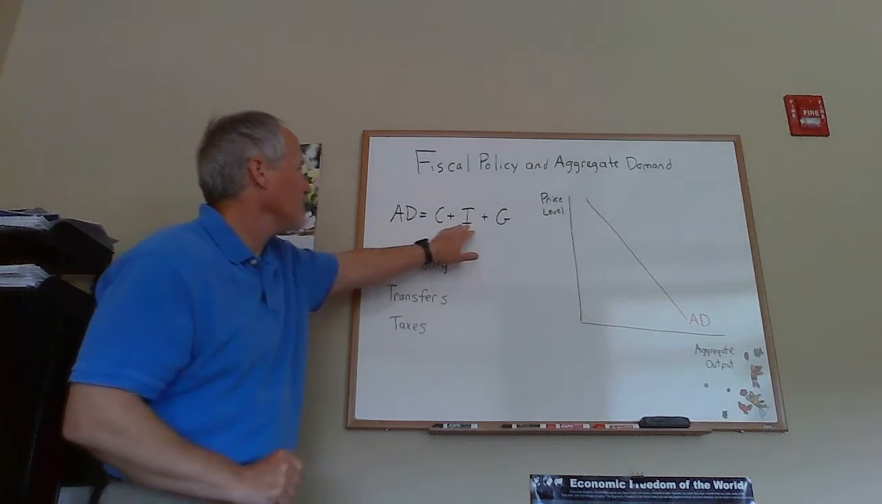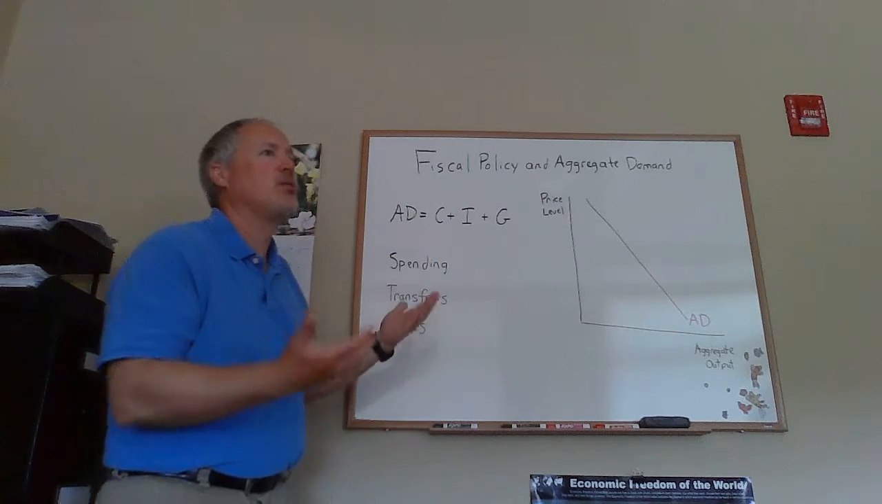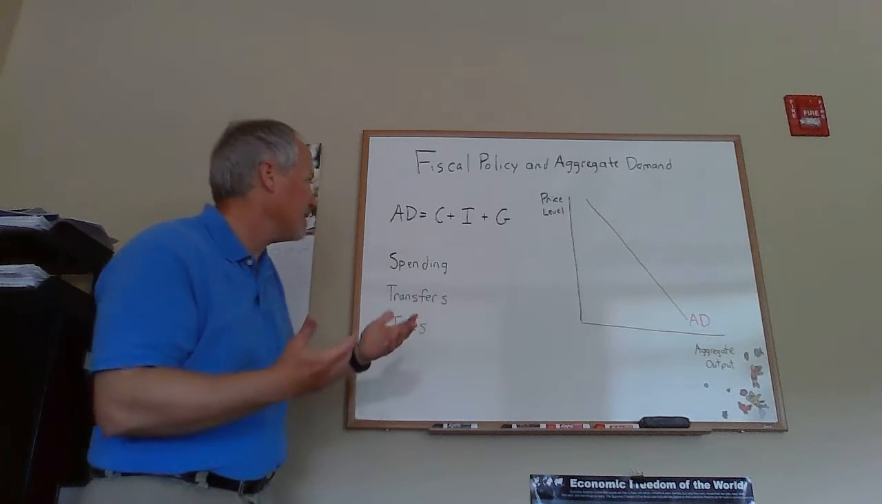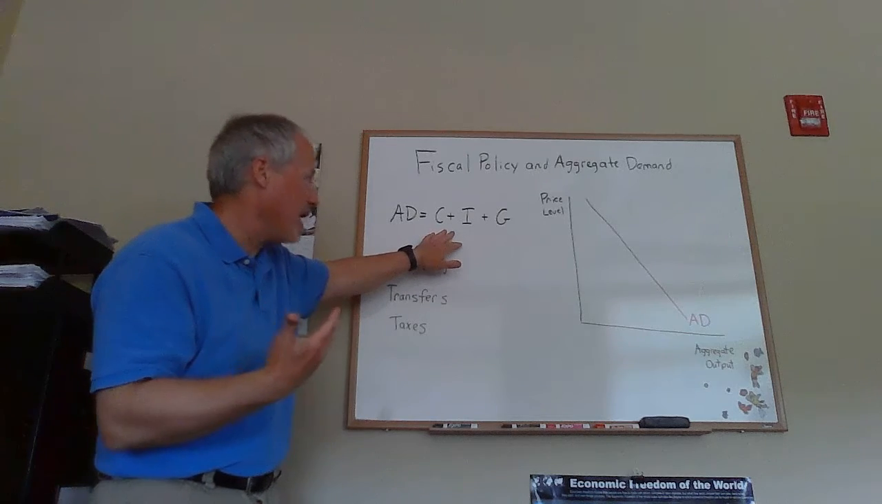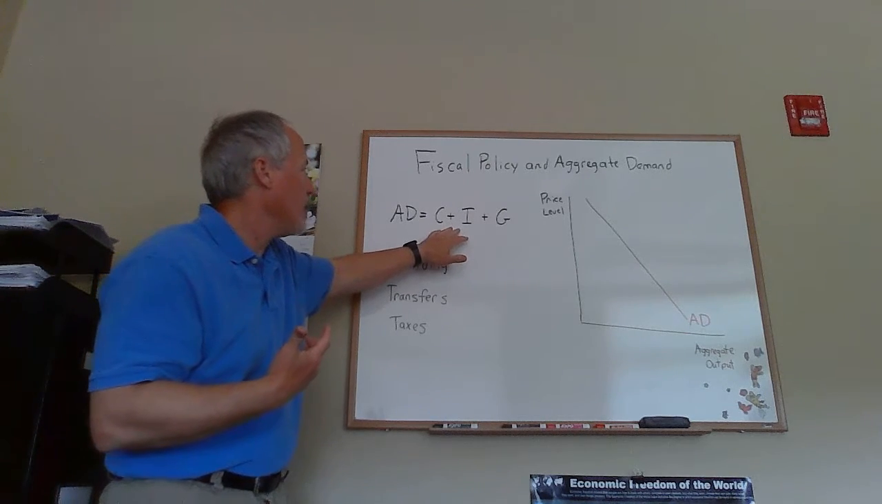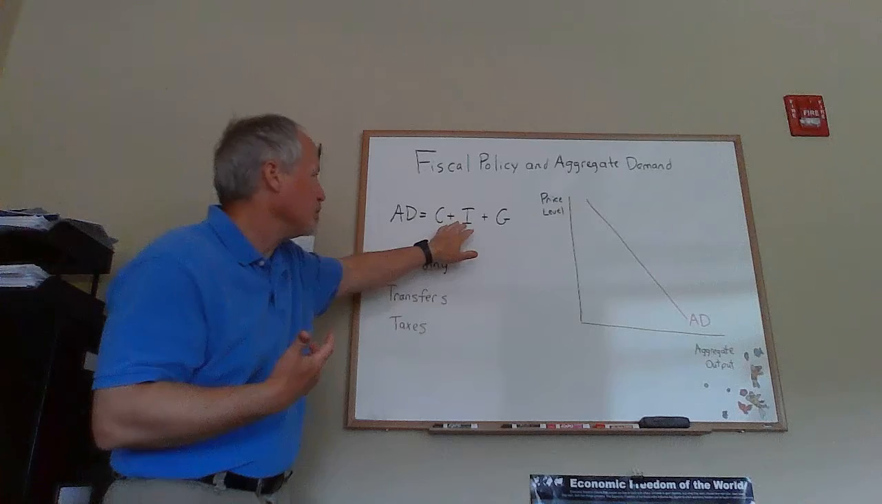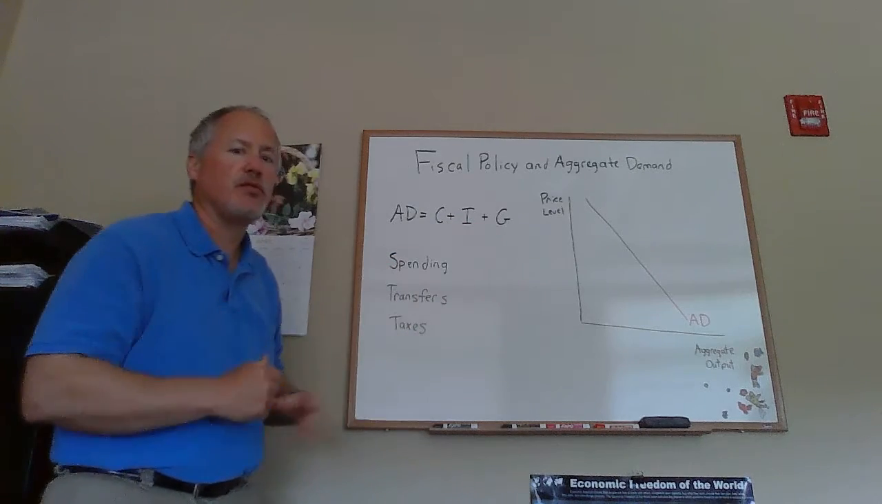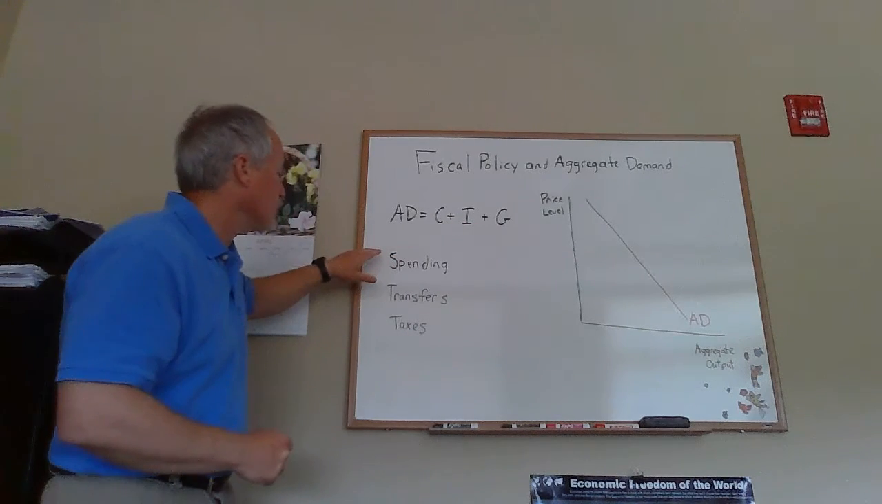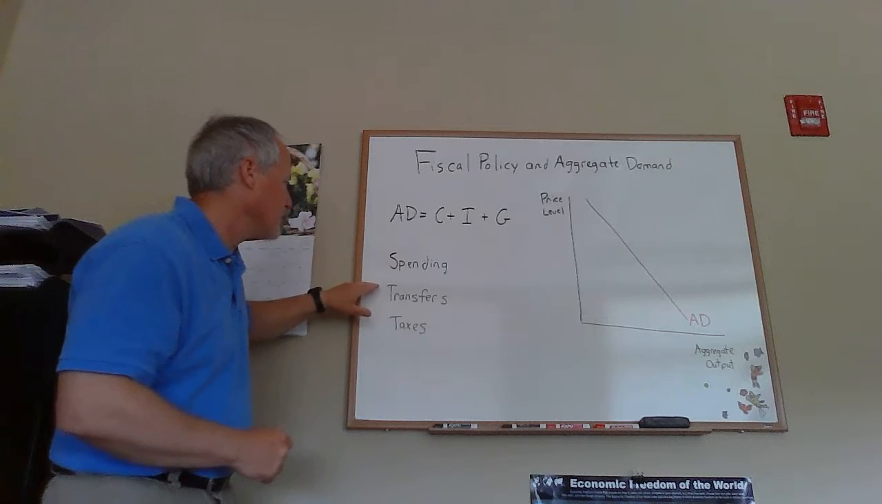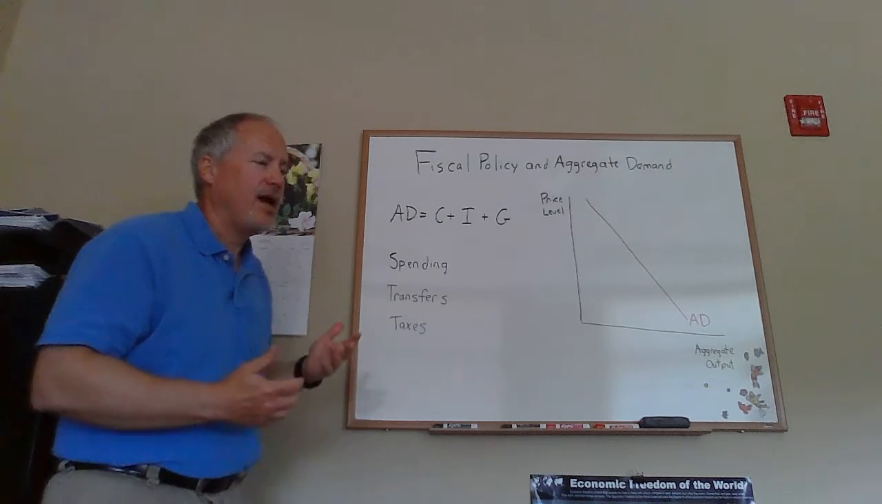This is the basic structure of aggregate demand, or the components that add up to aggregate demand. So we have to think about how government might be able to increase these components of aggregate demand. They could try to do it through government spending, transfers, and then taxes.